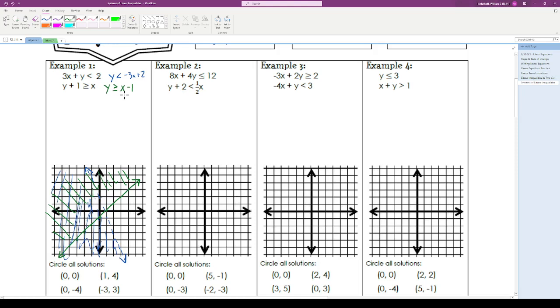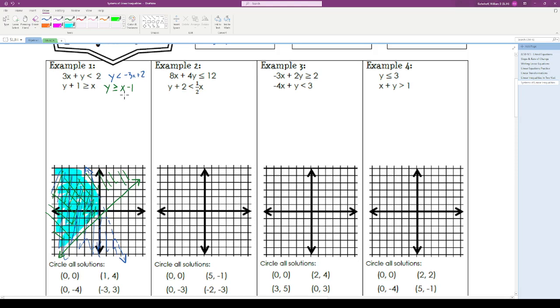You can also wait to shade it until you graph both of them and only shade the region that's in between the two and not get confused by having extra shading. So the part that we really care about here, I'm going to go ahead and highlight that, is this area over here where the two shadings overlap. So that is where all of our solutions to both equations lie.